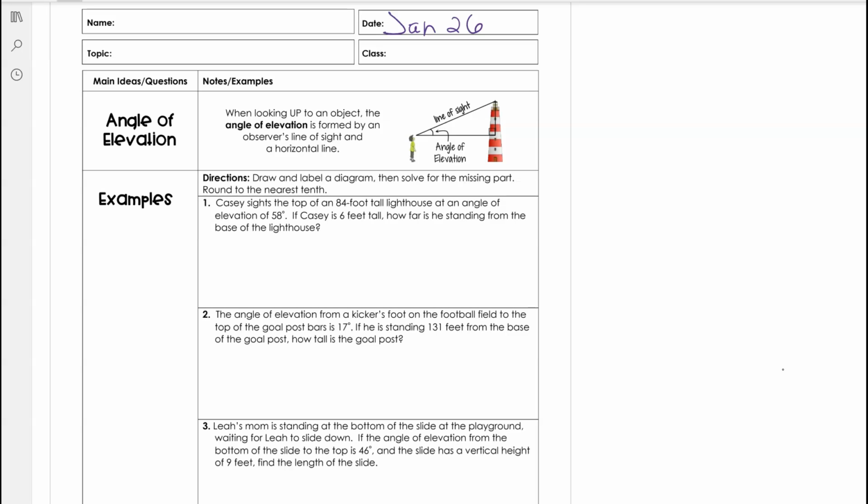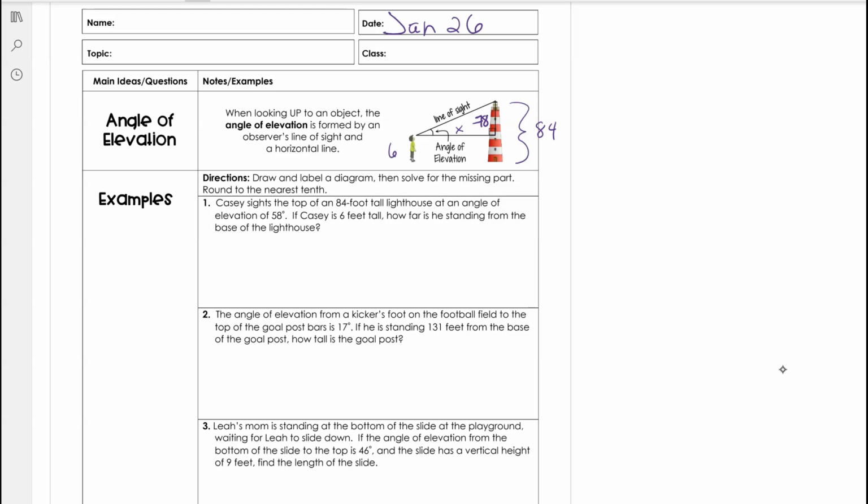Angle of elevation here, Casey sights the top of an 84-foot tall lighthouse, and we see a little picture up here above. So we can just use this. If the lighthouse is a total of 84 feet and Casey is 6 feet tall, how far is he standing? This is what we want to know. For purposes of our triangle, we need to figure out this distance, which is just simply 84 minus 6, or 78.